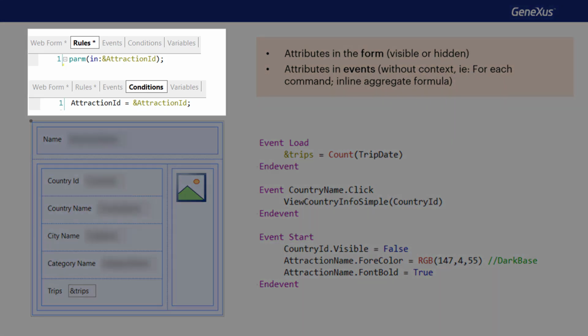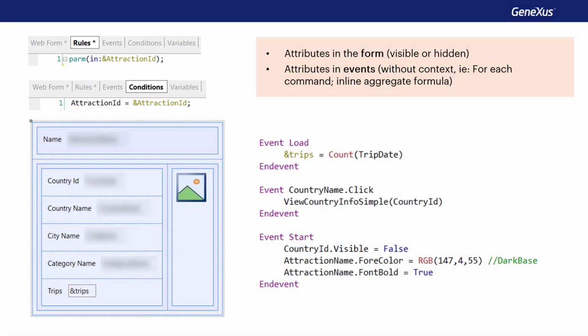Before continuing, let's remember that neither the attributes that may appear in the parm rule, nor those that may be specified in the web panel conditions, will participate. Therefore, it's not the appearance of this attraction ID that we see in the conditions that will make the panel have a base table. We'll see this better in a moment.